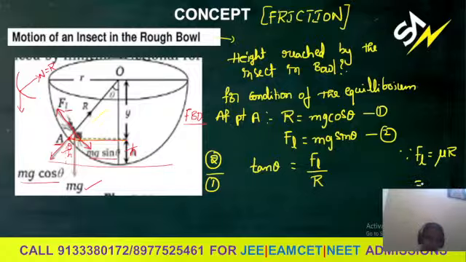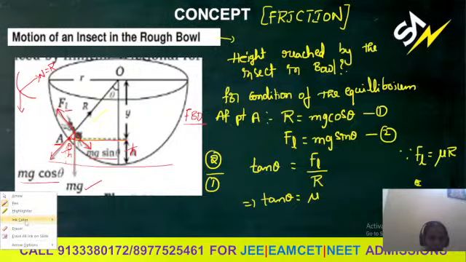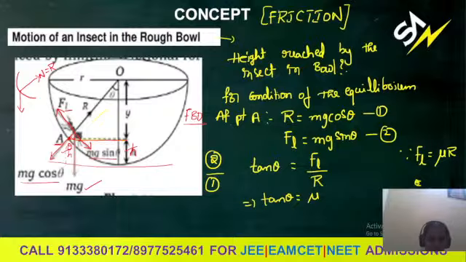From this we can substitute the F limiting value as mu R. So tan theta is equal to mu R by R, mu R gets cancelled, remaining is mu. And from this figure, A, O, and let me give here point B. So from the AOB triangle, you can see, find the mu value.